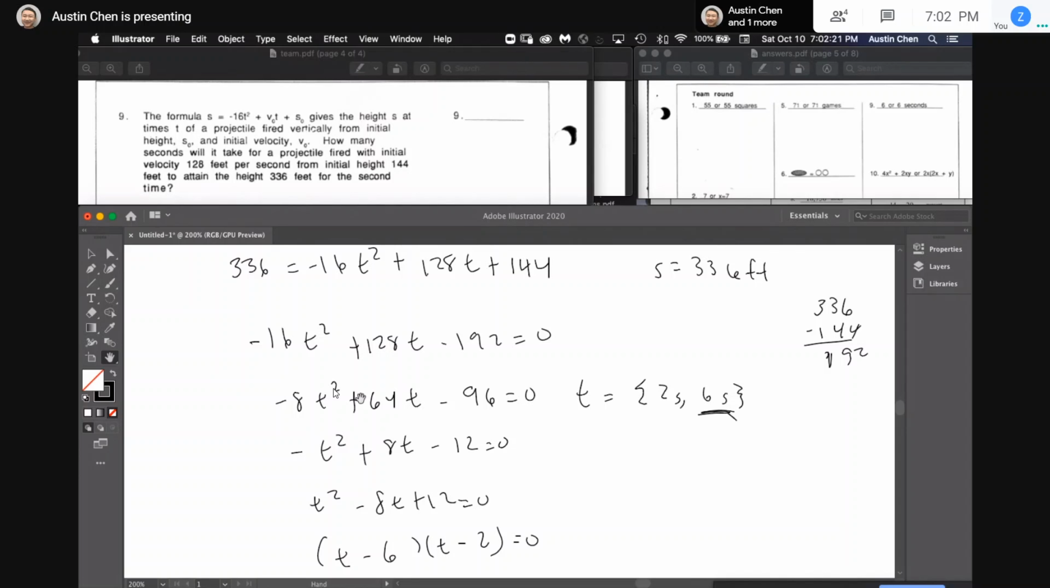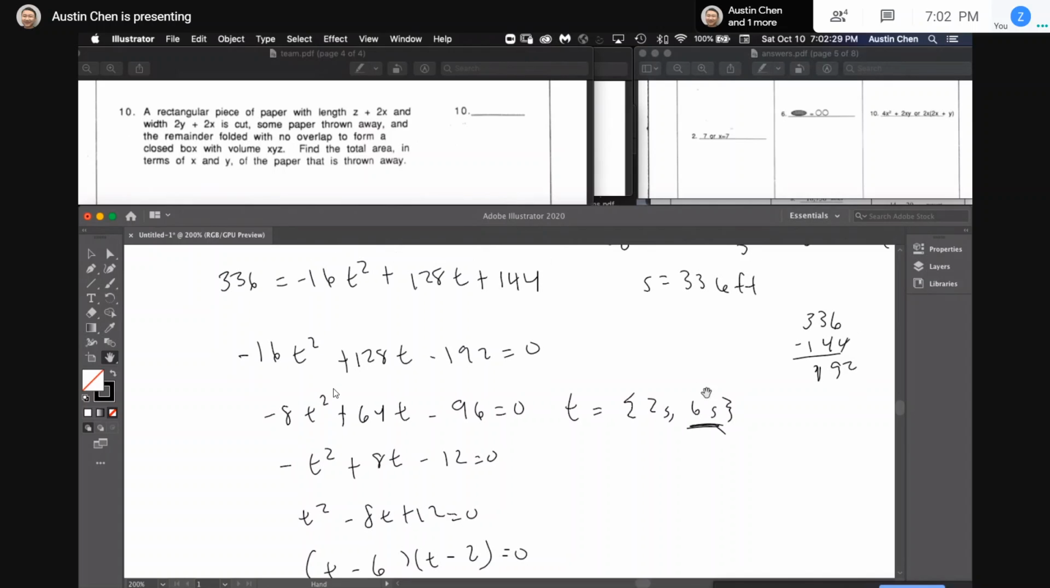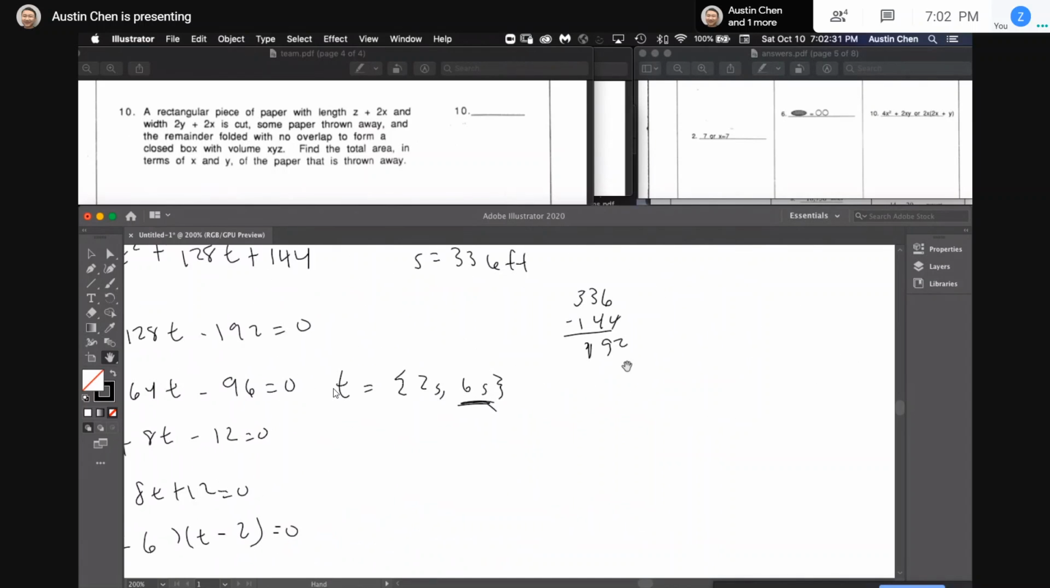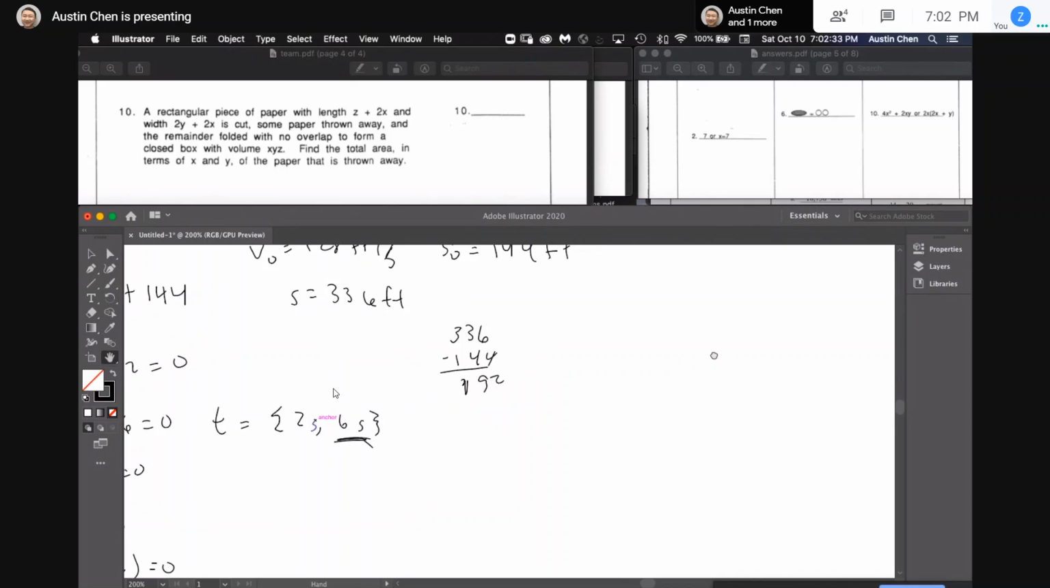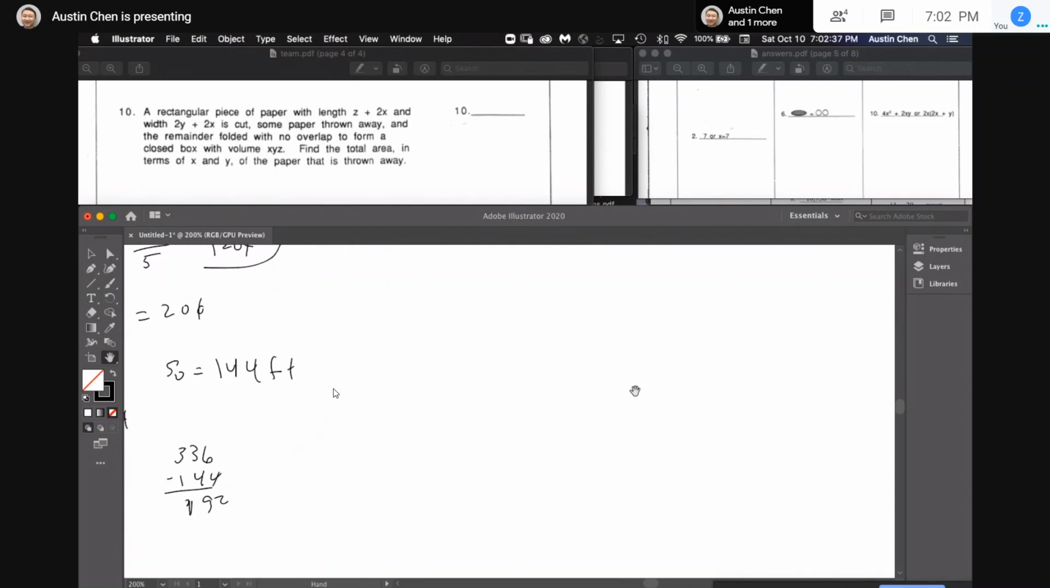All right, let's just go ahead and move on. So, a rectangular piece of paper with length z plus 2x and width 2y plus 2x is cut. Some paper is thrown away and the remainder folded with no overlap to form a closed box with volume xyz. Find the total area in terms of x and y of the paper that is thrown away.